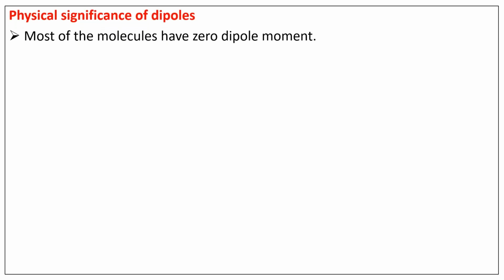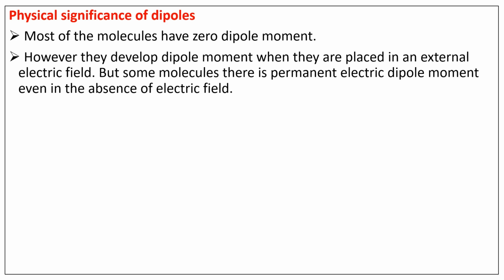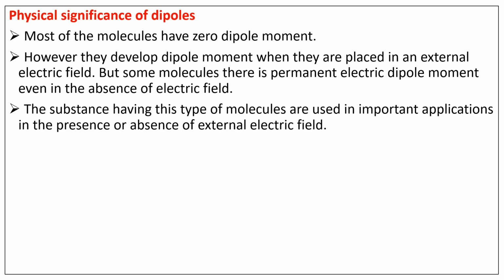Today, we start with physical significance of dipoles. 1. Most of the molecules have zero dipole moment. 2. However, they develop dipole moment when they are placed in an external electric field. But some molecules have permanent electric dipole moment even in the absence of electric field. 3. The substances having this type of molecules are used in important applications in the presence or absence of external electric field.